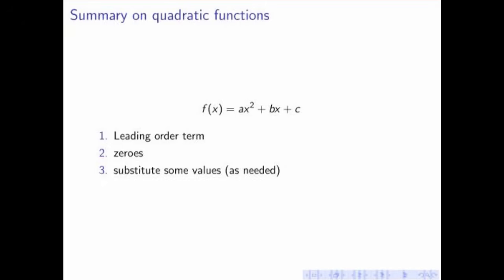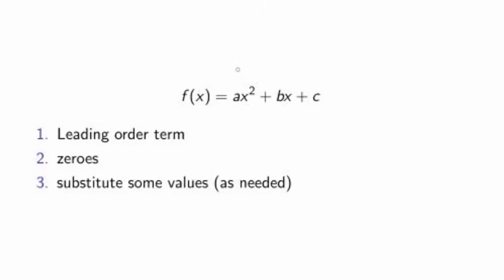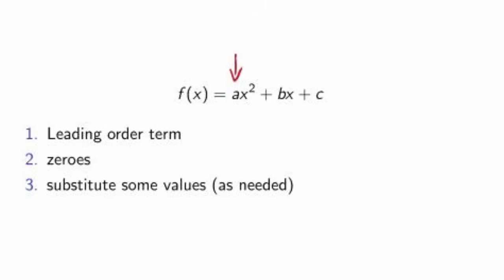So let's summarize. To understand quadratic functions, you do 3 things. So first you look at the leading order term, then you know already if it's concave up or concave down. Then you look at the zeros if you can find them. If you cannot find them, you substitute certain values, see if they are above or below the x-axis, and then you find the qualitative shape of your parabola. And then you are done.